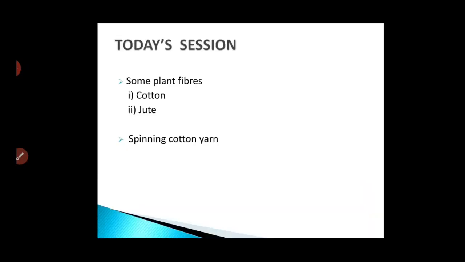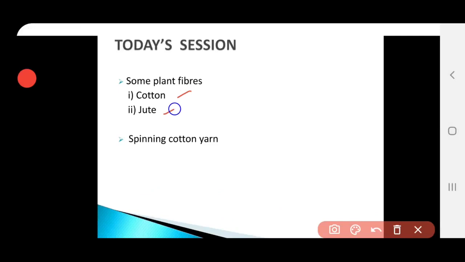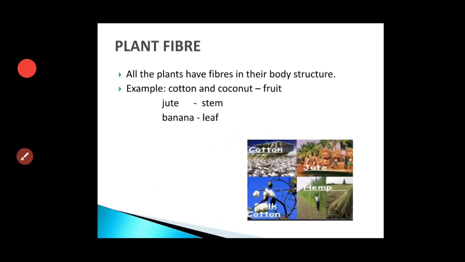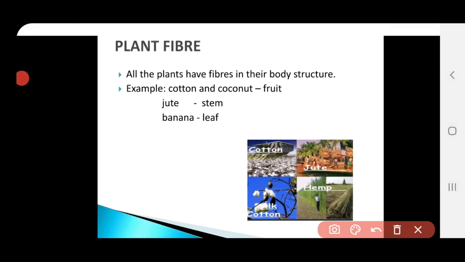In today's session, you will be learning about some plant fibers, that is cotton and jute, and the process of spinning cotton yarn. Can you remember what is plant fiber? All the plants have fibers in their body structure, for example, cotton and coconut. We extract fiber from the fruit, and in jute, it is from the stem, and in banana, it is from the leaf. Okay, so plant fiber is nothing but the fiber which is extracted from the plant.